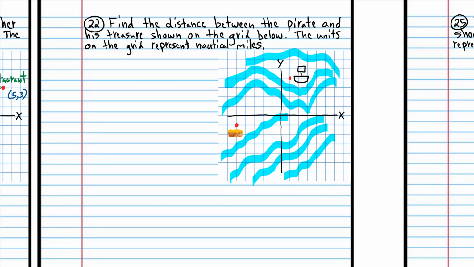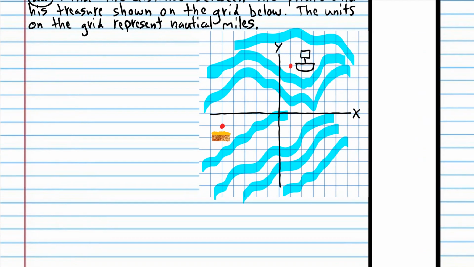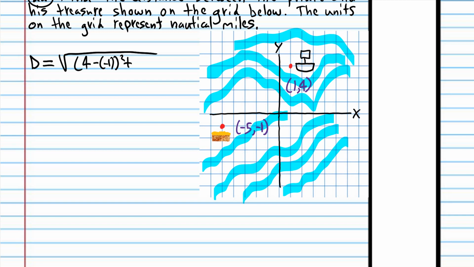All right, we're back. So we're going to write coordinates. So we have 1 over and 1, 2, 3, 4 up. So that's going to be coordinate 1, 4. And this treasure down here is, it's 1, 2, 3, 4, 5 to the left and 1 down. So that's -5, -1. So now that we have the coordinates, it just becomes the same type of problem we've been doing. I'm not going to show every step. I'm not going to write the formula out. I want to get this done quick because you've already seen it tons of times.